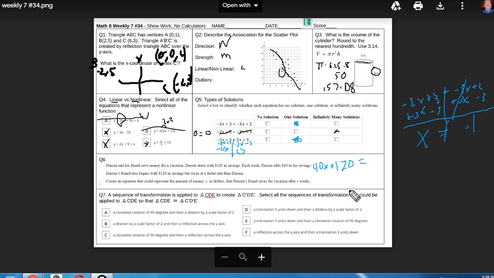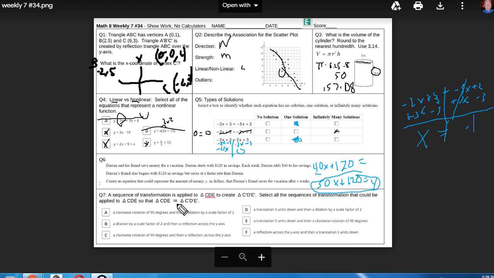Oh, so we basically just got to make this number higher. So he's saving, he just changed it to 50x plus 120. That would be an acceptable equation. And then it says, create an equation that could represent the amount of money, y in dollars, that Darren saves. Okay, we're good. So you just want to put y equals on the end.